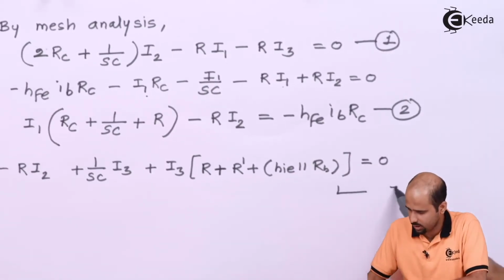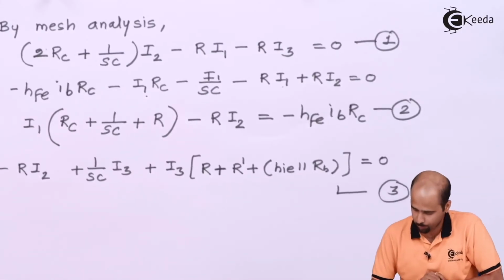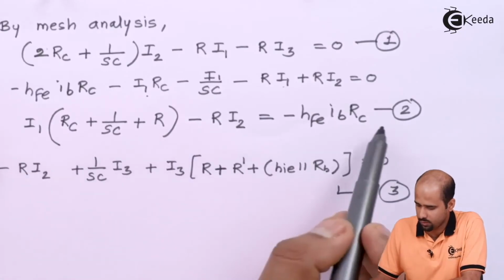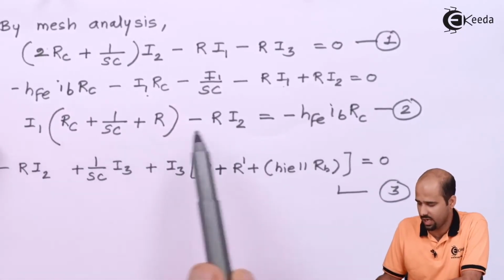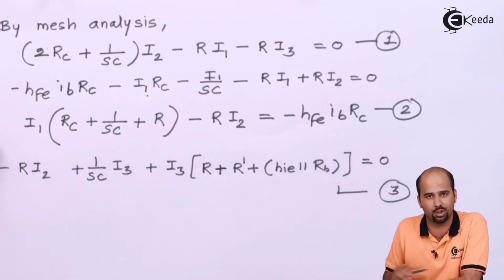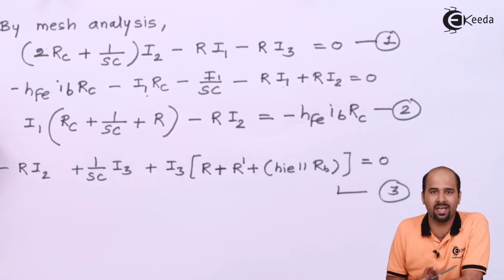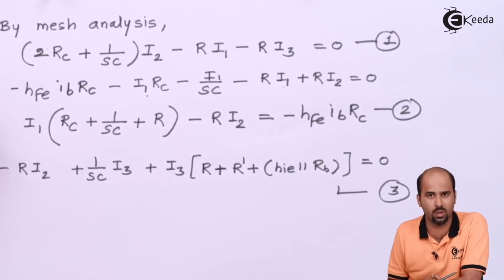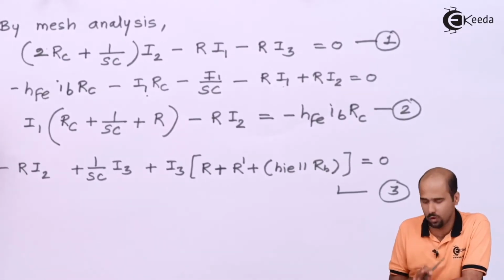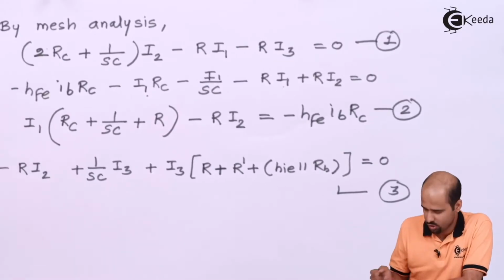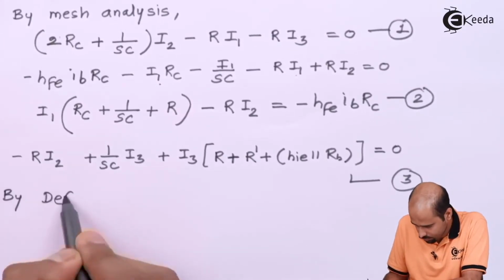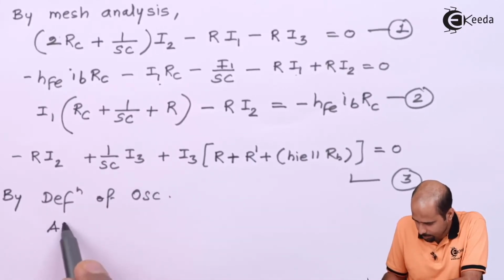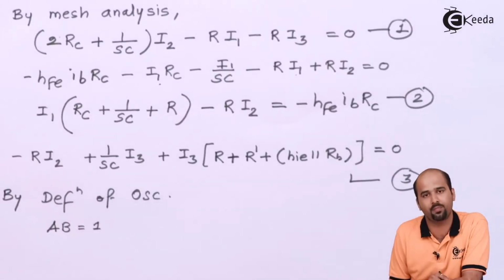So from these three equations, what do we have to do? Now first of all, from the second equation, if you observe, I will be getting the correlation between I1, I2 and IB. What is my intention? Basically, I have formed all these mesh equations, these three equations. My intention is to fulfill my Barkhausen criteria. So by the definition of an oscillator, I can say that A, B should be equal to 1.